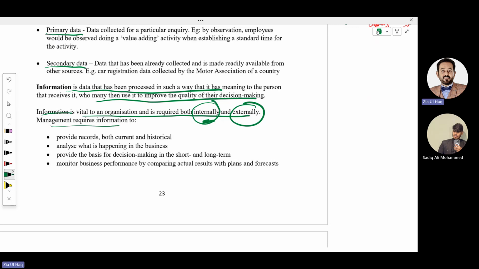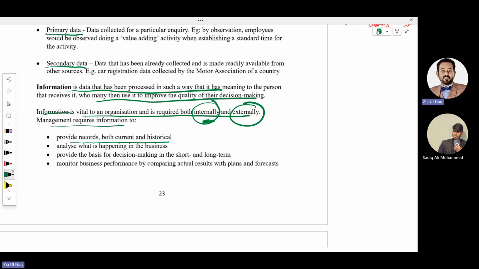Why does management need information? To provide records, both current and historic, so that they can compare current with previous, whether things are improving or going down, especially economic data relating to the economy, like GDP. They need to compare current with previous. Unemployment rate, they need to compare current with previous, so that by comparing, they can judge whether the economy is improving or going down, so that they can make a decision for their business.